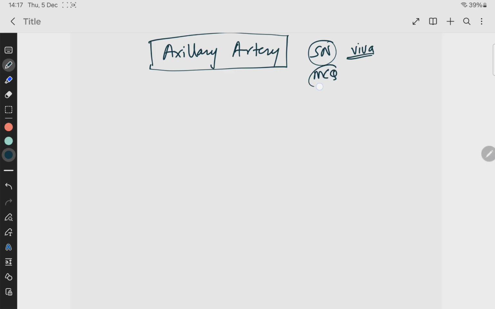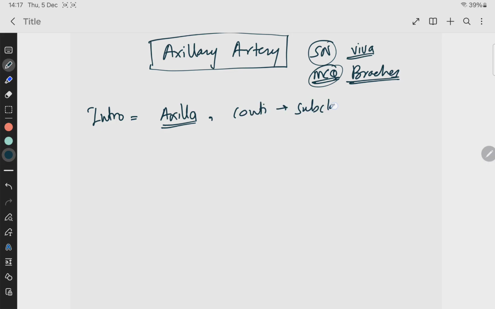In MCQ, which muscle divides it into three parts and the branches of each part is asked as MCQ questions. So that is very important. So first, what is axillary artery? This is the artery which lies in the axilla or axillary region. It is a continuation of subclavian artery.